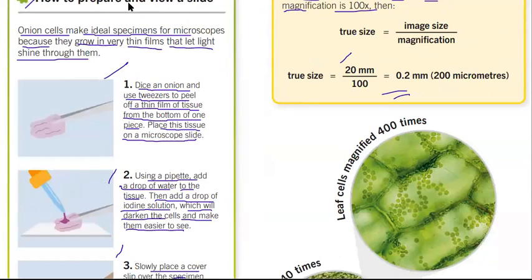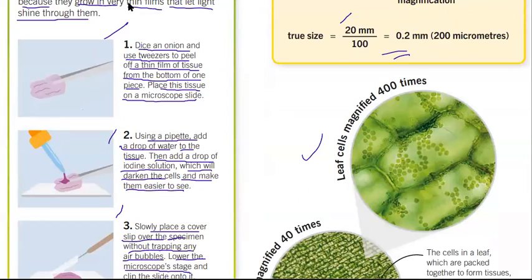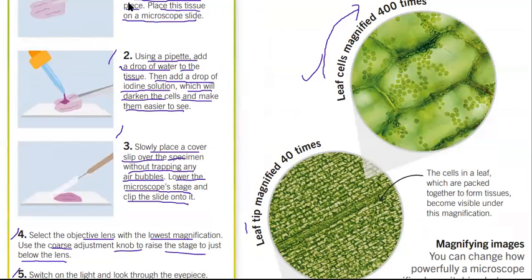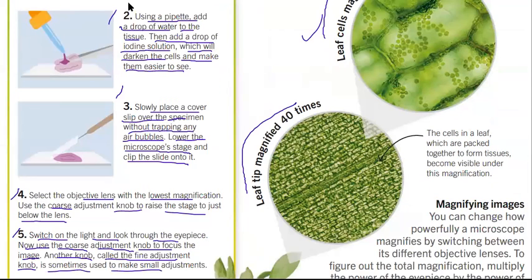Next, this is the first problem: leaf cell magnified 400 times. Answer. Like this, the second problem: tip magnified 40 times. The cells in a leaf, which are packed together to form tissues, become visible under this magnification.